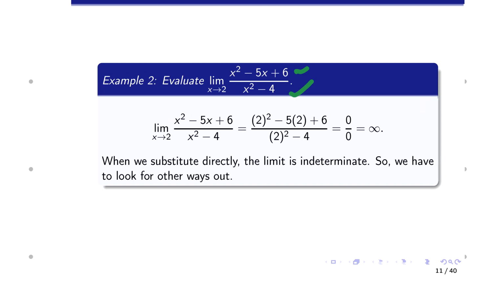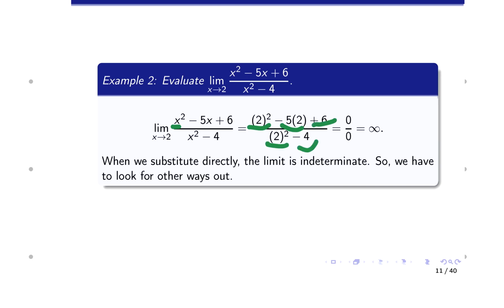Okay, so what's the first thing you do? Like I told you, substitute the value towards which x is tending into the function directly. So for x squared, you have 2 squared, minus 5x, you have 5 times 2, plus 6. Then x squared again, you have 2 squared minus 4. And then if you evaluate that, what do you get?